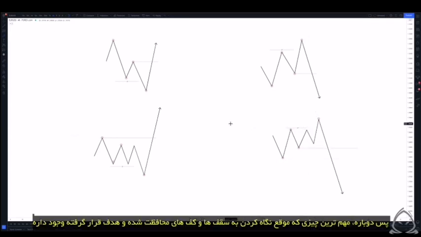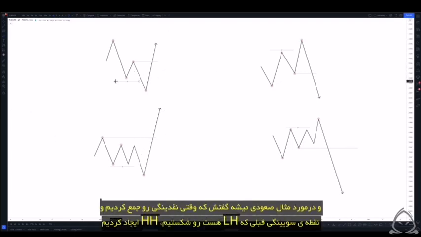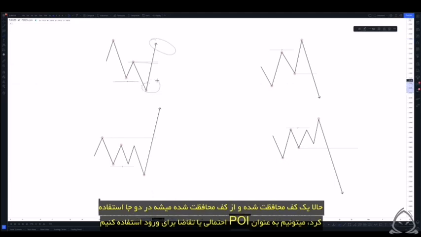So again, the most important thing when looking at protected and targeted highs and lows is understanding that when we take liquidity, when we break that structure, we get that change of character, we can begin to say that price action has created protected and targeted pieces of structure. And if we look at the bullish example, we can see that once we take the liquidity and break the previous swing point, which is the lower high, creating a higher high, we now have the workings of a protected low.